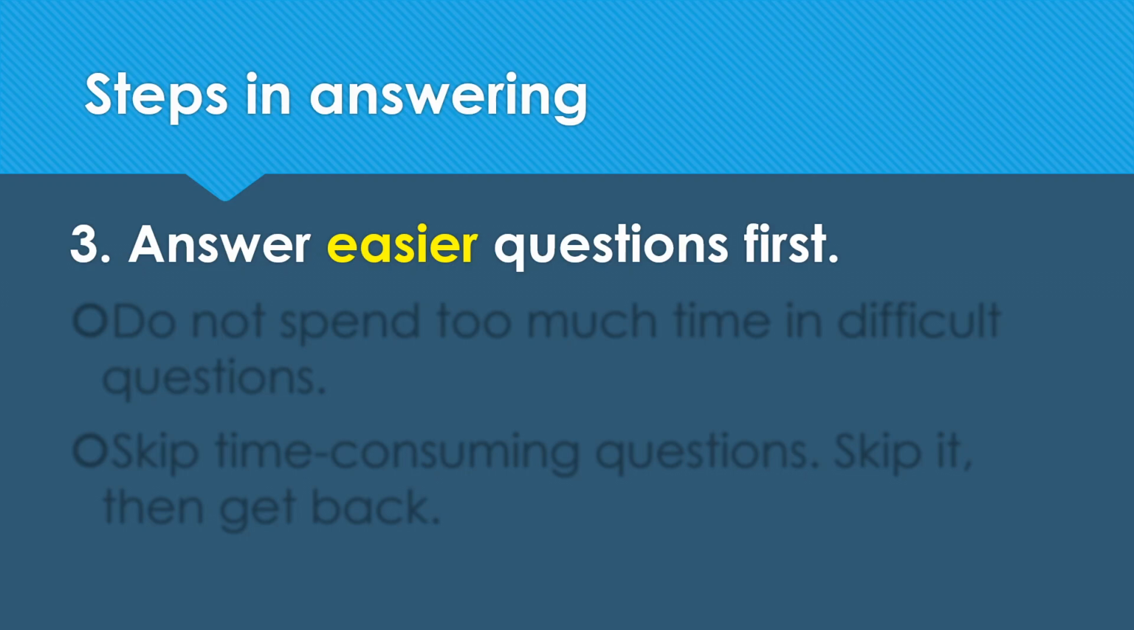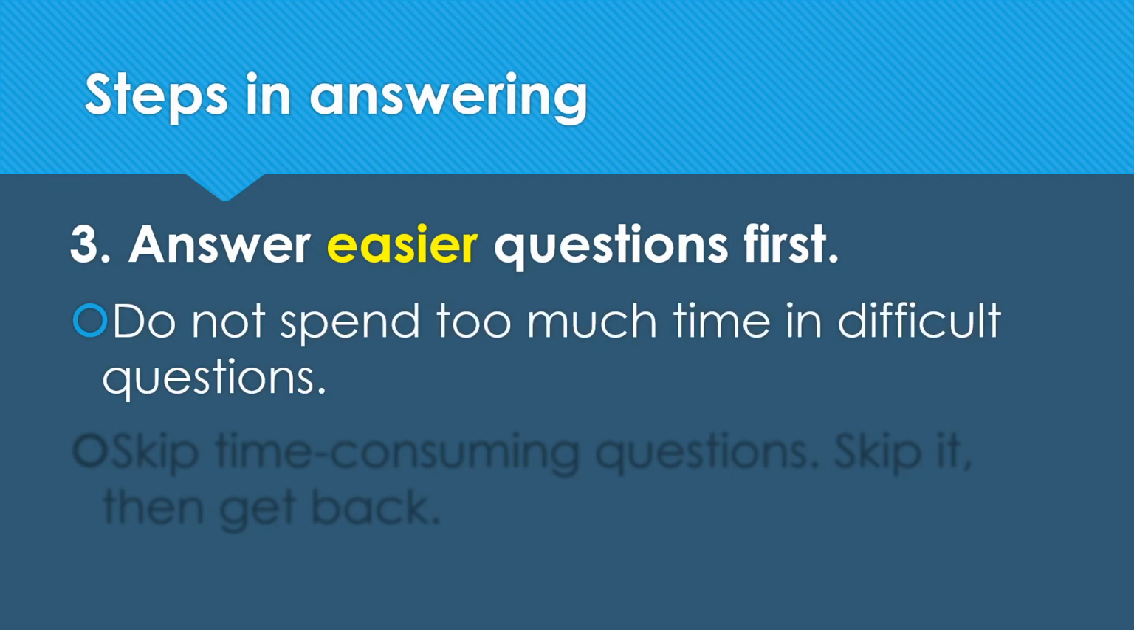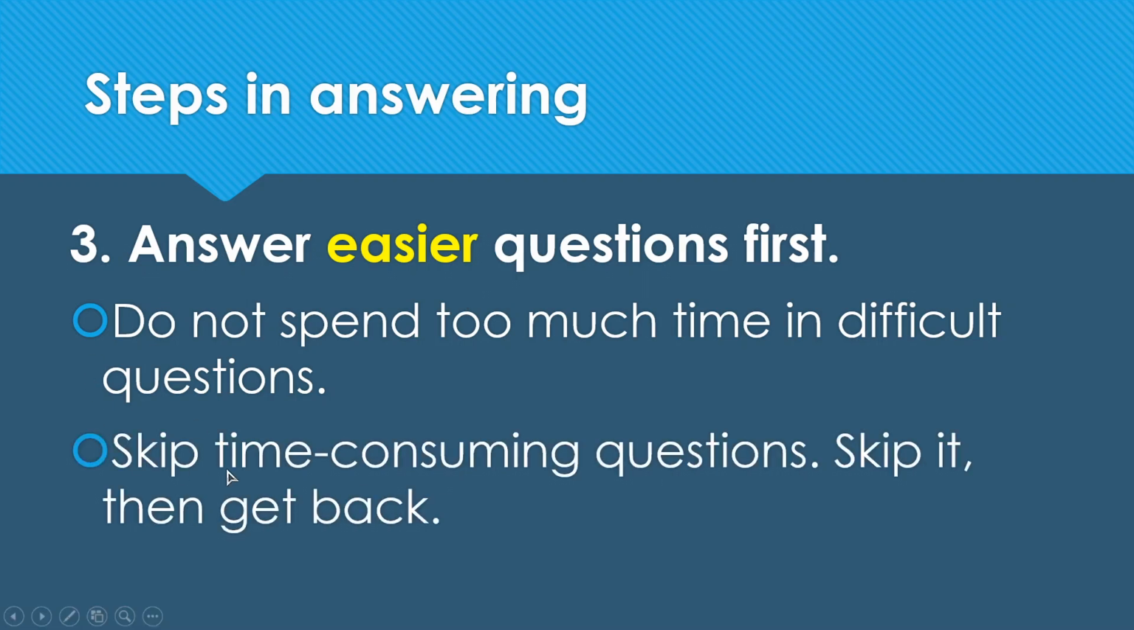If it's too hard for you, you need to go to the next number, number 4 or number 5, because you will be wasting a lot of time and effort. So do not spend too much time on difficult questions. You need to answer the easier questions first so that you will be saving time and effort. Skip it, then get back. When you are done answering, you're going to go back to the hard questions, and you will have more time and less effort. So that's step number 3.